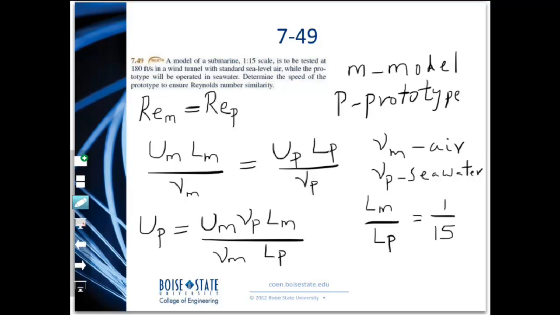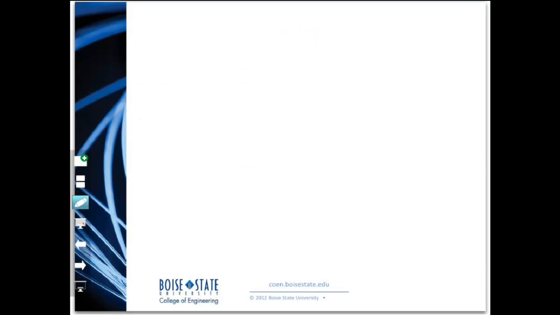Okay, so at this point we know Um, which is 180 feet per second. Maybe I should write it here. It always helps if you write whatever is given in the problem. At this point you can go ahead and look up the tables, I think table 1.7 and 1.5, for these kinematic viscosities, and then substitute in this formula.